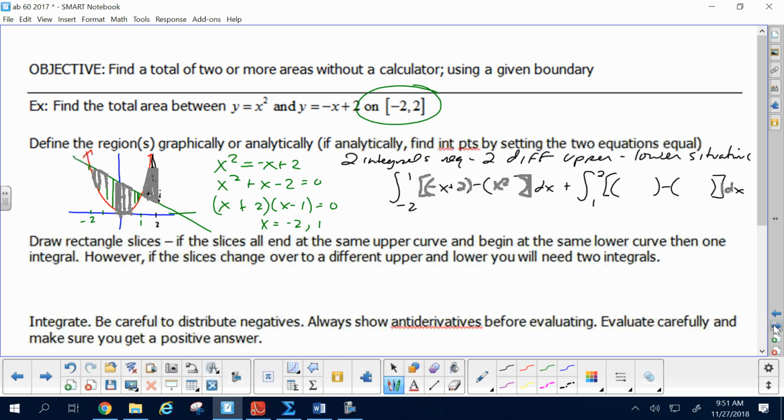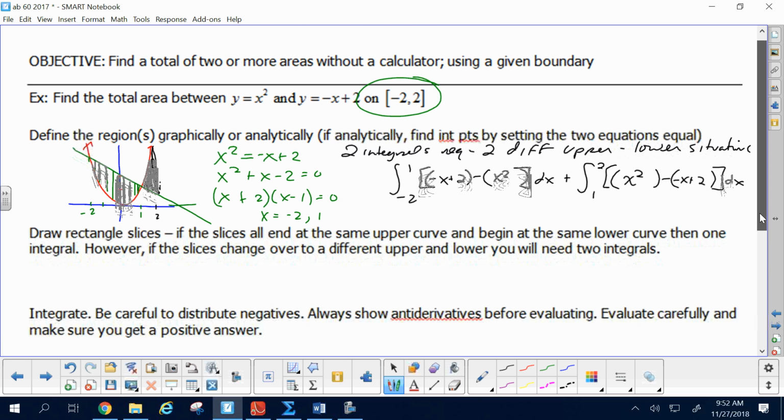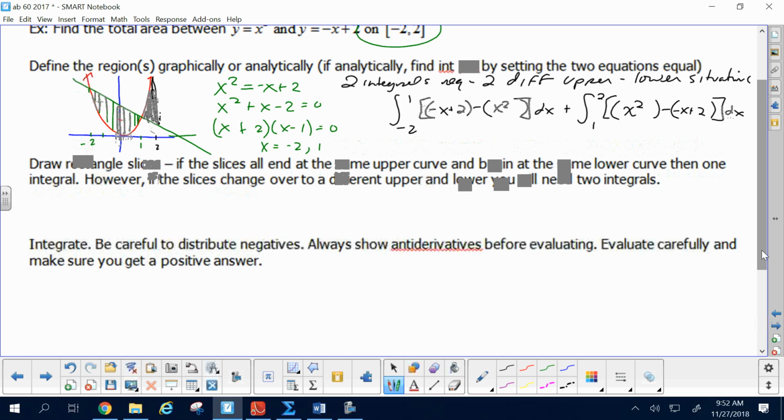Now the upper in the black region is the parabola x squared, and the lower is the line -x plus 2. All right? Different upper, different lower. Different upper minus different lower. But you get the idea.